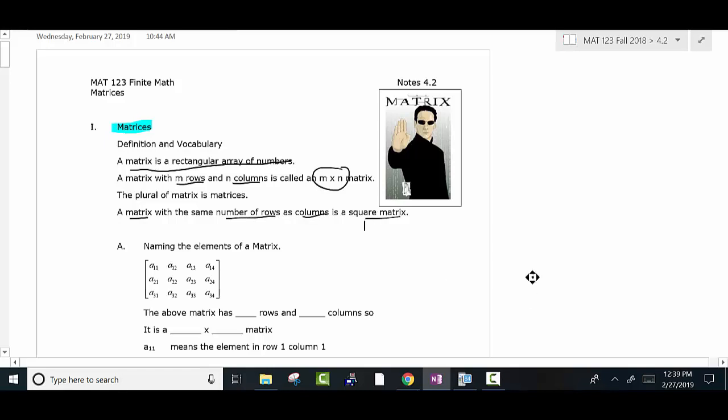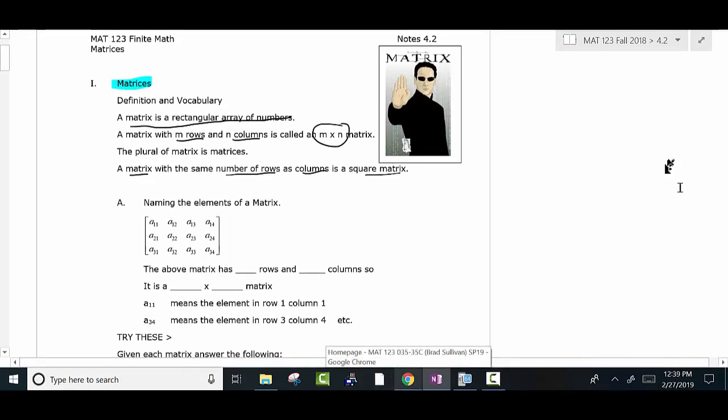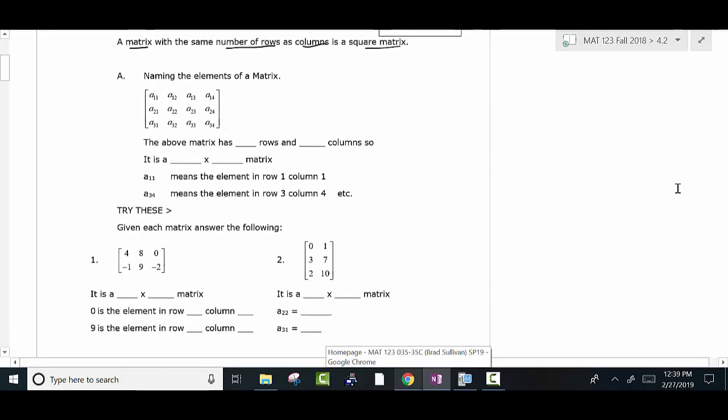Now, what I'm going to do down below is try to get you going on the vocabulary first of all. So, down here, let's look at this. This would be a matrix. Usually you use brackets, and then you have a set of numbers in there. This particular matrix has 3 rows, 1, 2, 3 rows, and then it has 1, 2, 3, 4 columns. So what we would say is it's a 3 by 4 matrix.